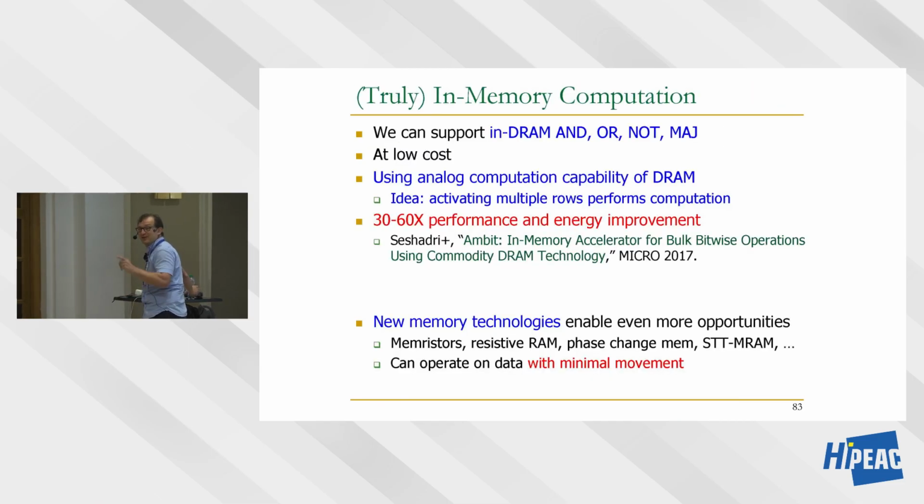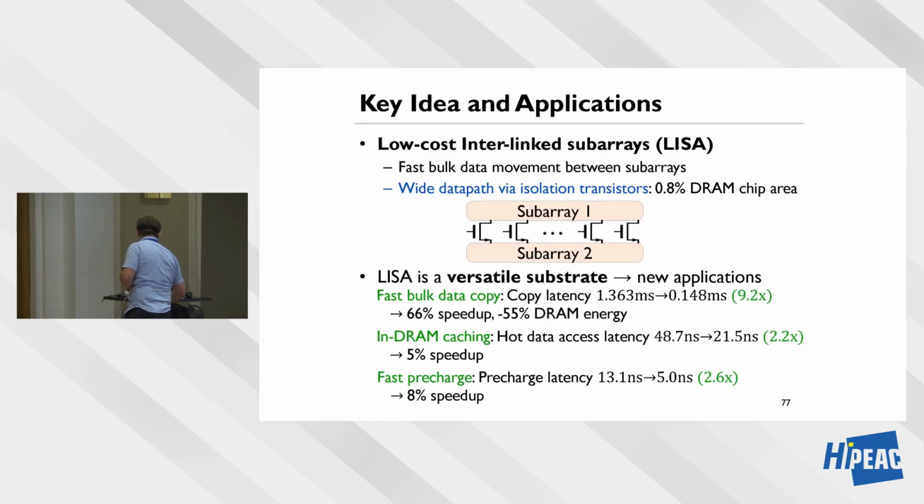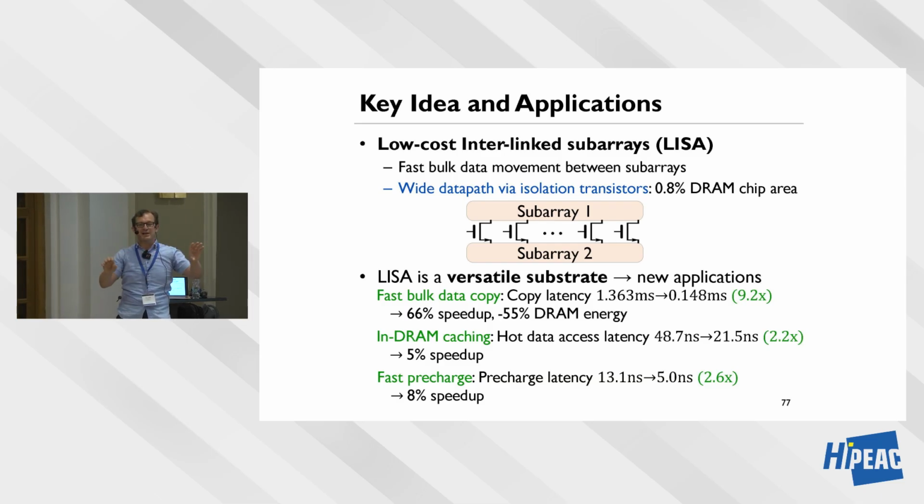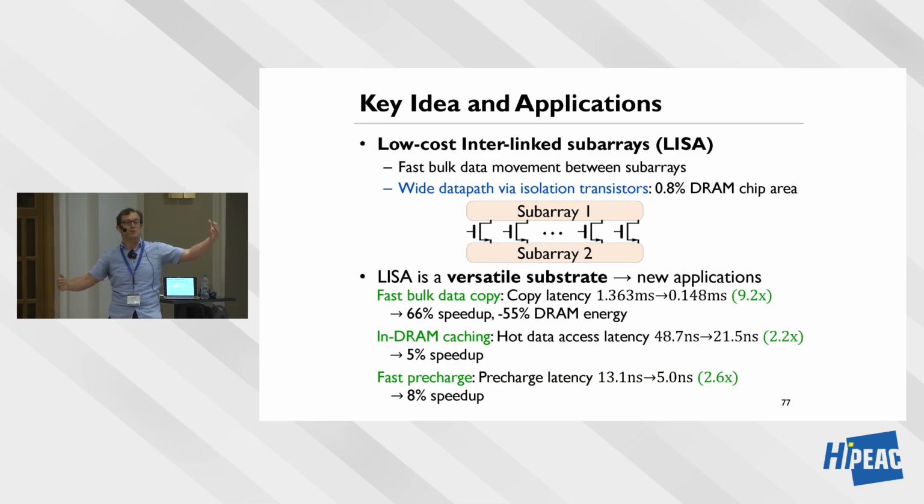Yes, please. In the other slide, you said you can only copy from one subarray to the other one, like from 1 to 2. How do you do it if you want to go to 3? Oh, okay. Basically, between 2 and 3, you have another set of isolation transistors. We also have express paths between subarray 1 and 3, so I can enable 2 isolation transistors at once. But in DRAM you may have 128 subarrays. If you want to copy from 1 to the 128th one, you may need to take multiple hops. That's a very good question.